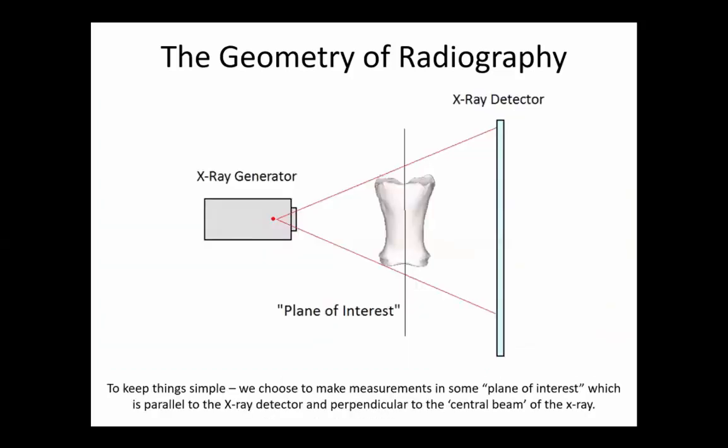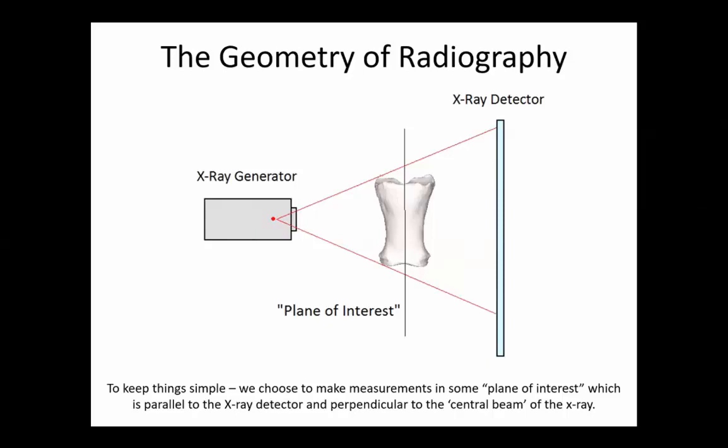Now, going back to our little simple world here, we want to introduce the concept of the so-called plane of interest. Anytime we want to measure something in a 2D image, that 2D image is a projection of the 3D world, it really would clarify our thinking to have this notion of plane of interest in mind. So here I've drawn sort of a center line for this bone, and it's in that plane, and that plane is parallel to the plane of the X-ray detector and perpendicular to the central beam. It's in this plane of interest that we'll make measurements, okay?